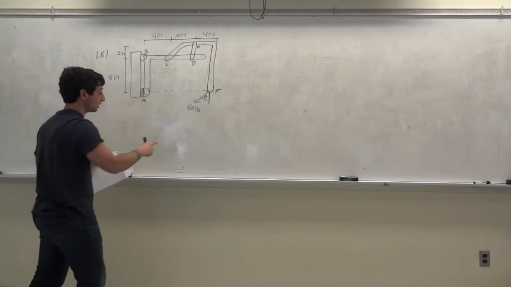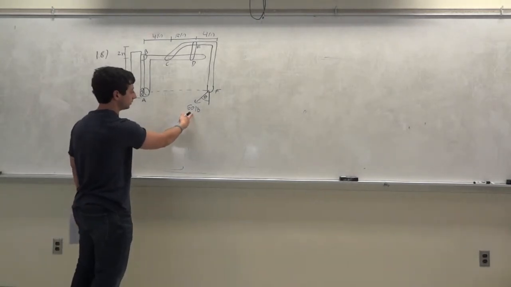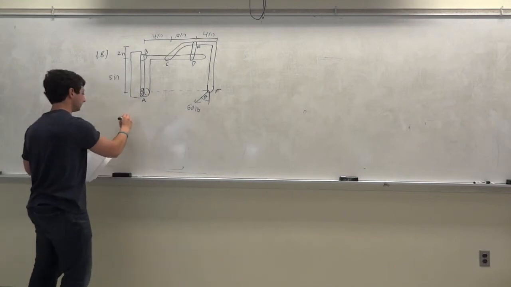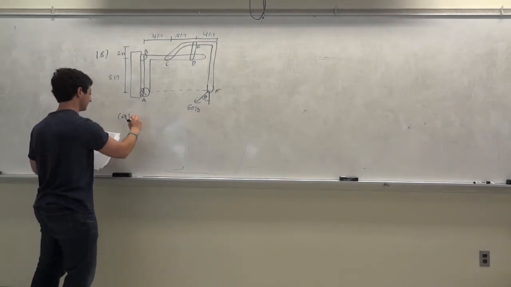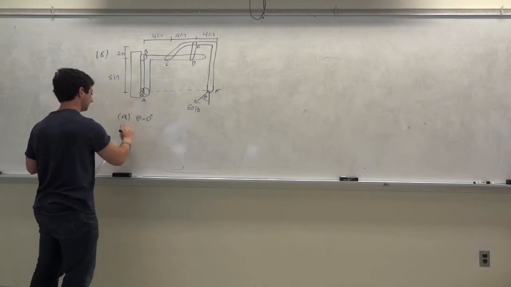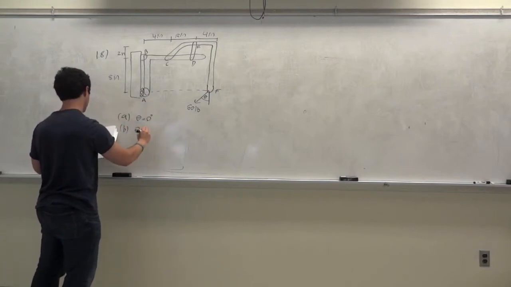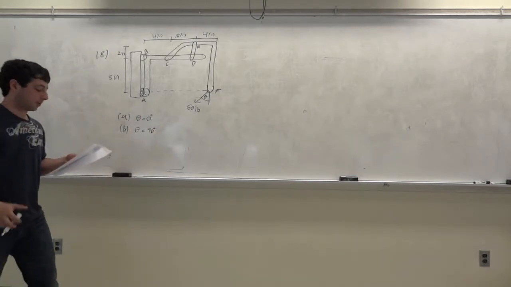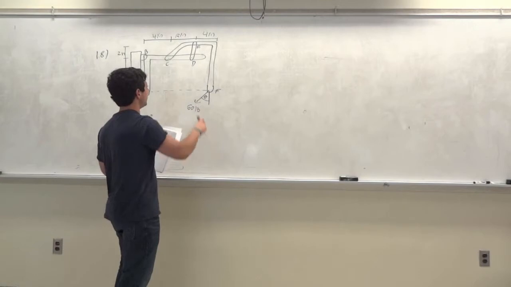Alright, so they give you an external load of 60 pounds, and they give you an angle. For part A, they say the angle is 0 degrees, so theta is equal to 0 degrees. And for part B, they say the angle is equal to 90 degrees. They want the normal stress in link DE.